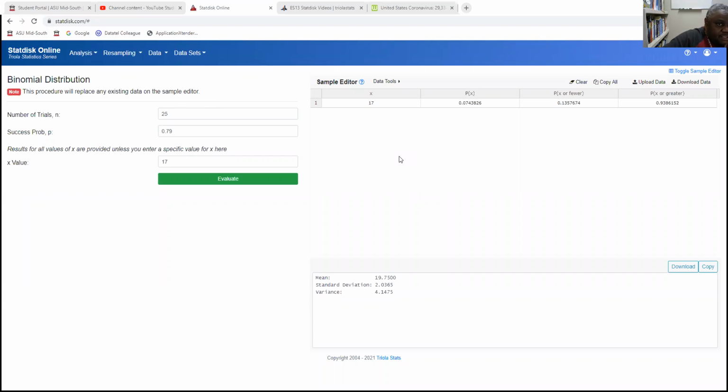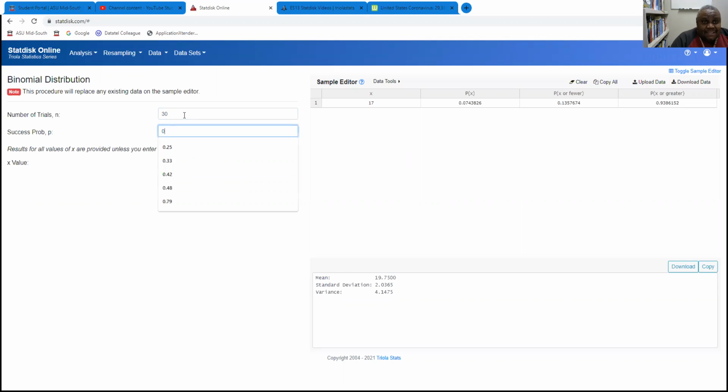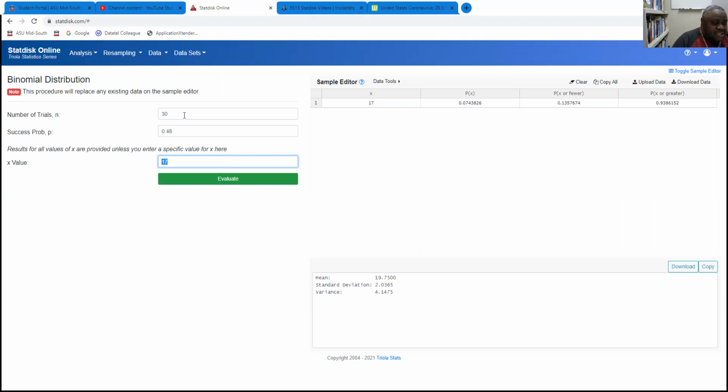Okay, so in this case here, we said 30, so that's your N, number of trials, 30. And then 48% of them use a tax preparer to file taxes. So 48% as a decimal will be 0.48. You'll type that in. Then go down to your X value. Now in part A, if you notice, it does say we want to find the probability that fewer than 12 adults use a tax preparer. Fewer than 12. Let's type in the number 12 and then click evaluate.